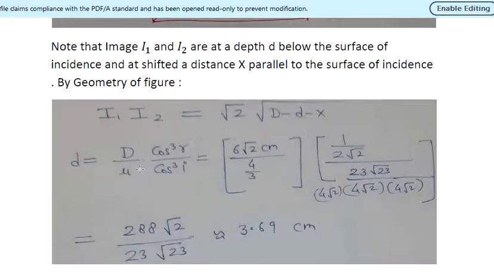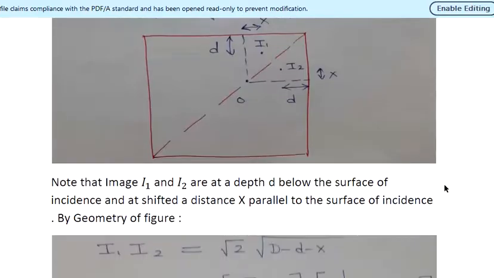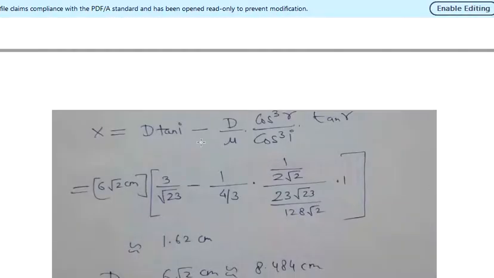Now small d will be capital D by mu cos cube r by cos cube i, so it will be 6 root 2 centimeter upon 4 by 3 into 1 upon root 2 cube, upon root 23 by 4 root 2 cube. So this, if you solve and calculate, this will be approximately 3.69 centimeters. So this means that the image will be at a distance of 3.69 centimeters below this surface. Now x will be capital D tan i minus d by mu cos cube r upon cos cube i into tan r. If you do the calculation, x will come out to be approximately 1.62 centimeters.